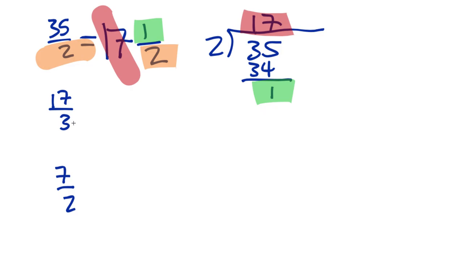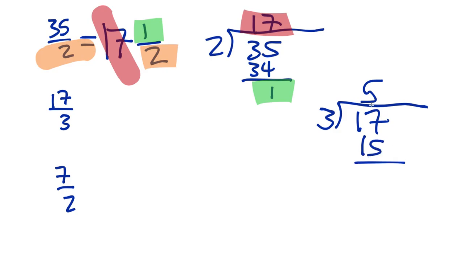So 17 over 3, oh, that's 3 into 17. Looks like that'll go 5 times. That'll be 15. 17 minus 15 is 2, so that's the remainder. So the answer, 17 thirds, would be 5 and 2 thirds. Again, color coding it just so you guys can see what's going on.